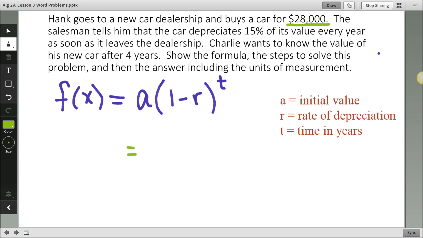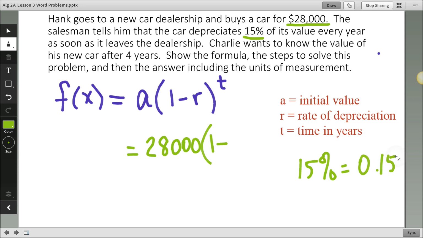So my formula becomes 28,000 and then 1 minus the rate. The rate is 15%. Remember, anytime you have a percent in a problem, you change it to a decimal. So 15% equals 0.15. And then T is time in years. So in this case, we've got 4 years.